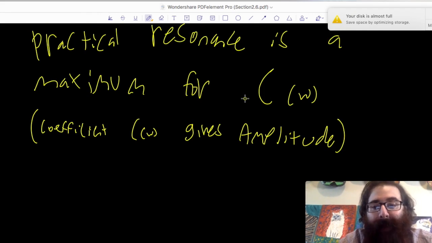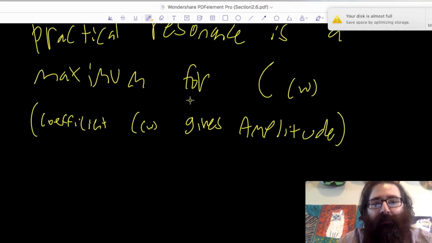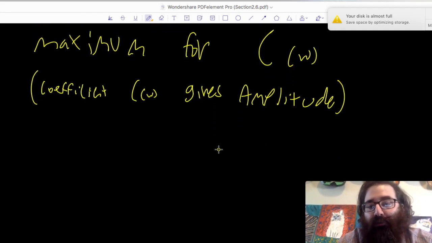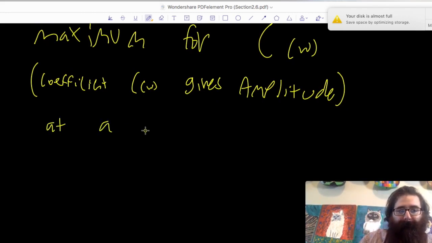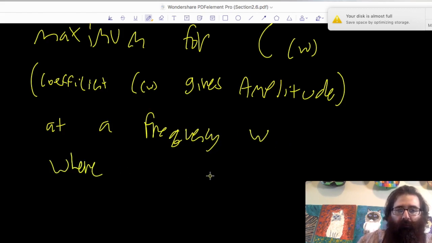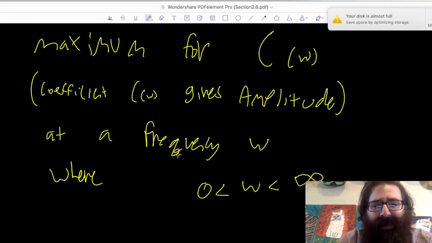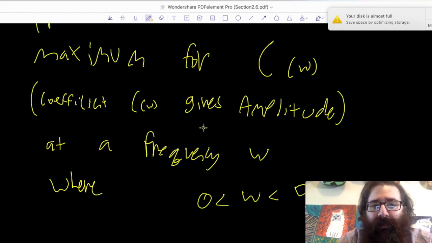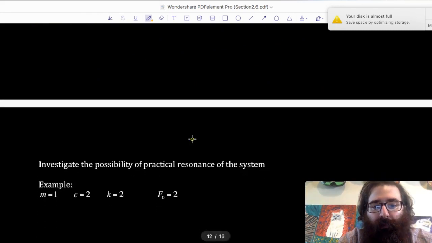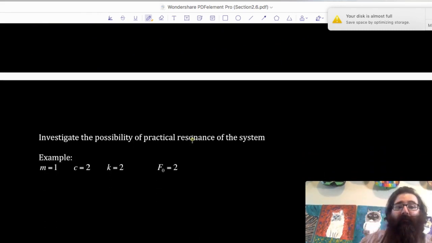And I want to know where I have a maximum for that, because that's going to be the wildest behavior then of the system that I have. So practical resonance is a maximum for the amplitude as a function of omega at a frequency omega, where omega is some positive value, some positive frequency. So that's the idea here. We're looking for what frequency is going to give us a maximum for our amplitude when thinking about that forcing function. And now we get to take a look at the possibility of practical resonance of the system.